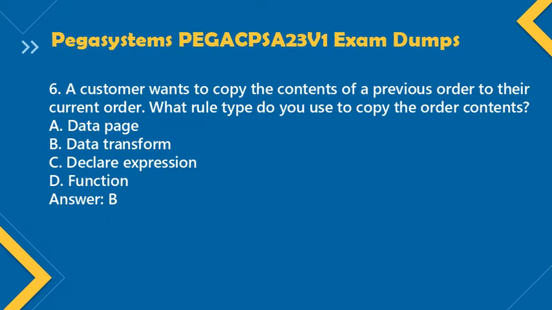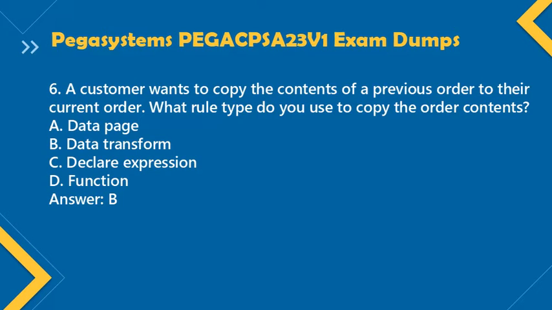Question 6. The correct answer is B. Data transform. A data transform is a rule type used to transform data from one format to another. In this case, it can be used to copy the contents of a previous order to the current order. Data transforms are commonly used for tasks like copying values from one property to another, mapping data between different structures, or performing calculations on data.